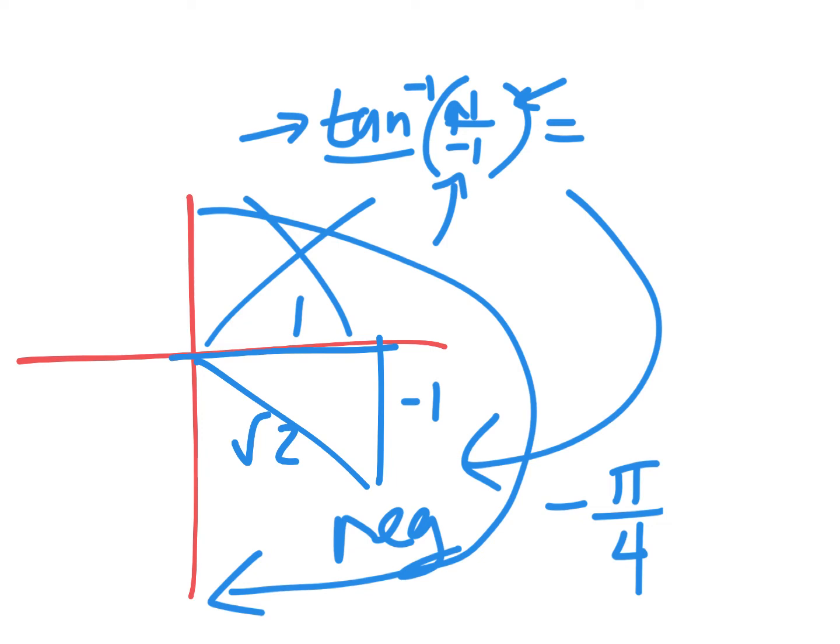Otherwise, if you're doing a regular circle trig question like this, tangent of some angle equals negative 1, you would not give me a negative answer. Only if you're doing inverse trig. Okay, that was a good question.